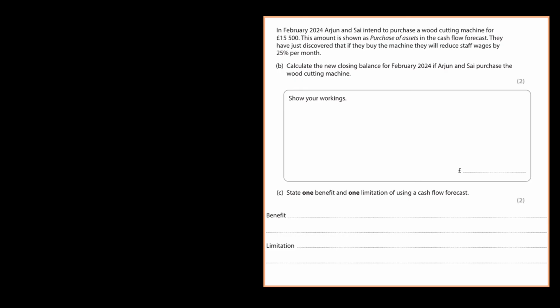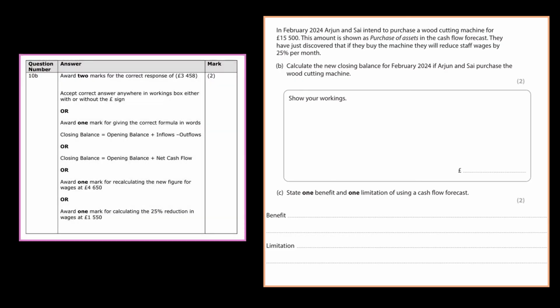So if you're pressing play again now, here's the answer. It says award 2 marks for the correct response of 3,458 in brackets. Accept the correct answer anywhere in the workings box, either with or without the pound sign. So it is okay to just put 3,458 in brackets. But it wouldn't be okay if you didn't have the correct answer, obviously.